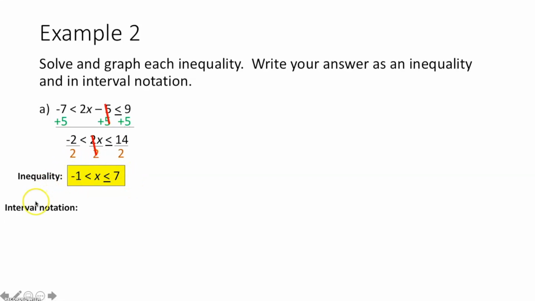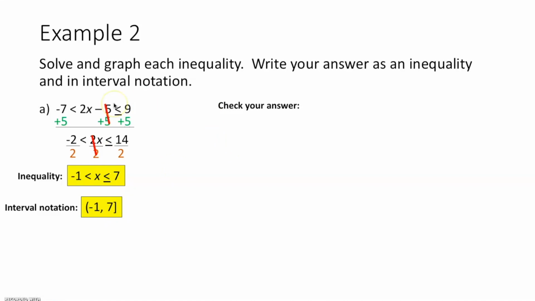How do we write that in interval notation? Again, these are really easy to translate. I start with negative 1, and since there's no equal sign in here, that's going to have a parenthesis. Then it's going to be comma, and then 7, and since there's an equal sign here, there's going to be a bracket. Now, anytime I have a compound inequality, I must check my answers.